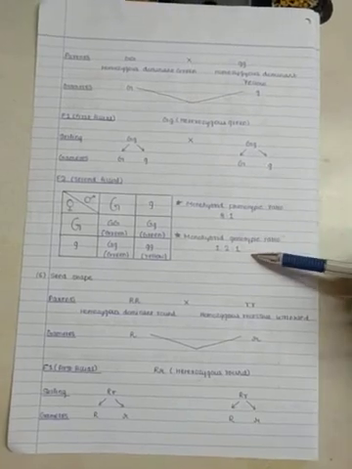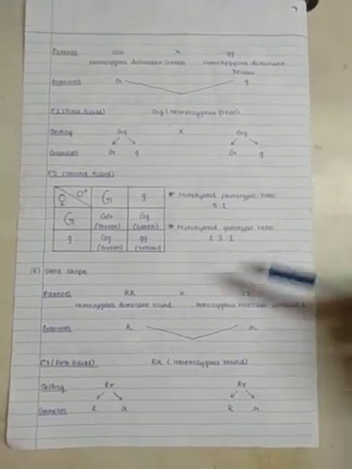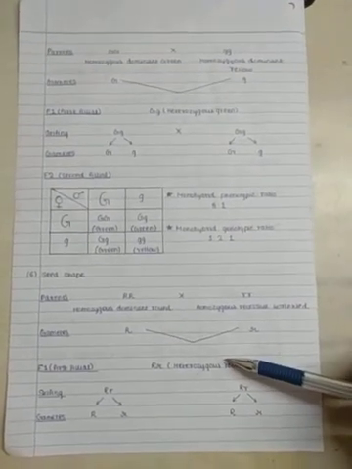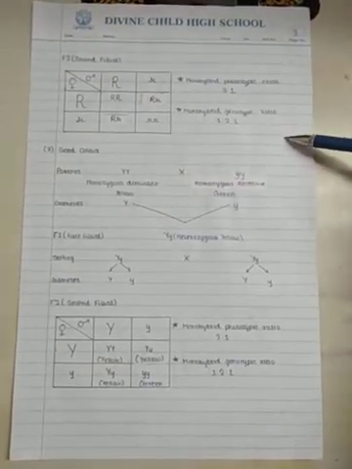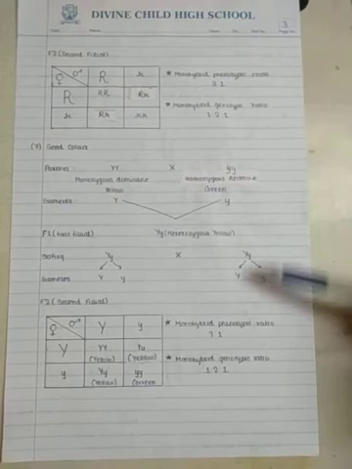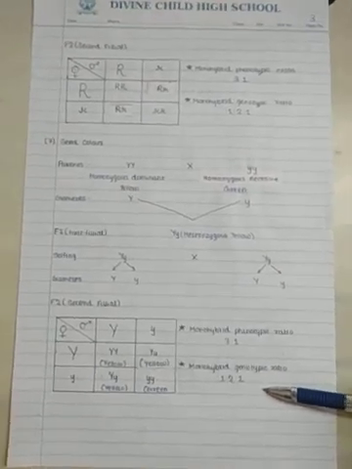This is the monohybrid cross of pod color. Then sixth is the seed shape. Then the Punnett square is here, and then comes the seed color, which is the last one.